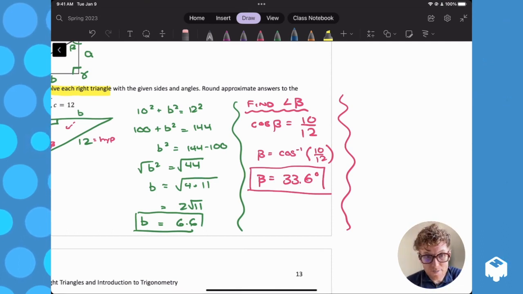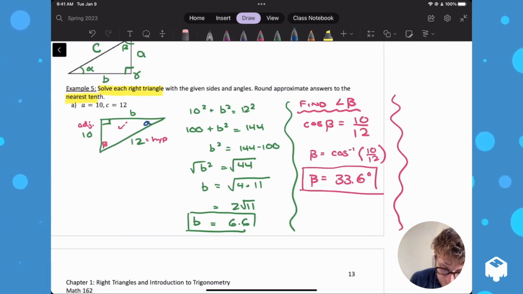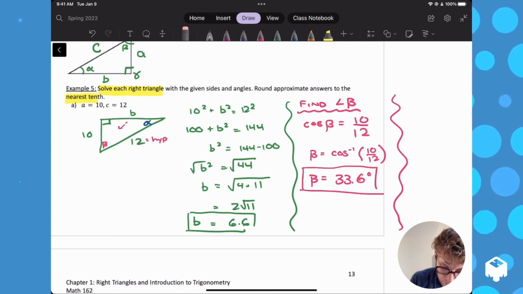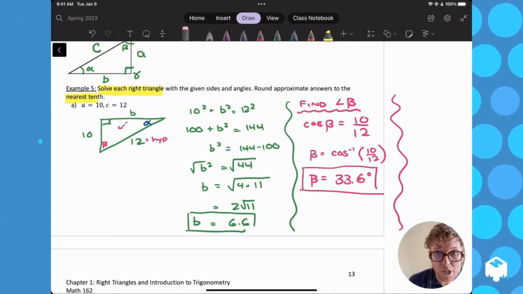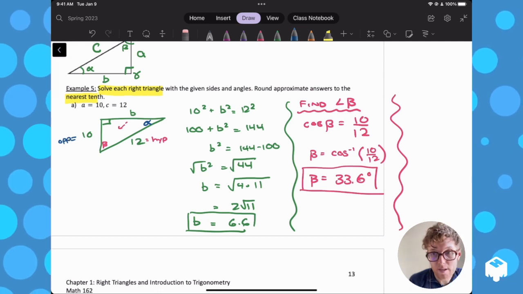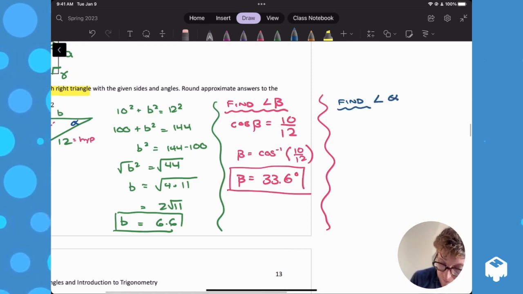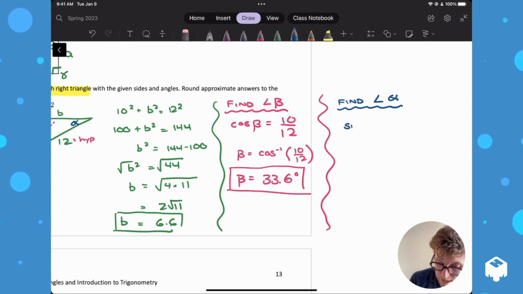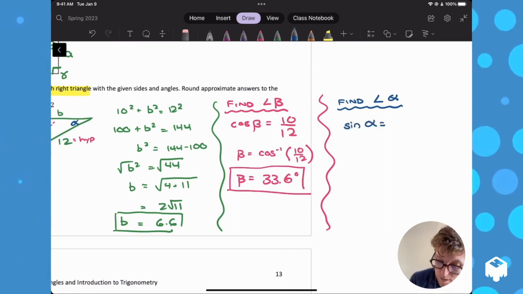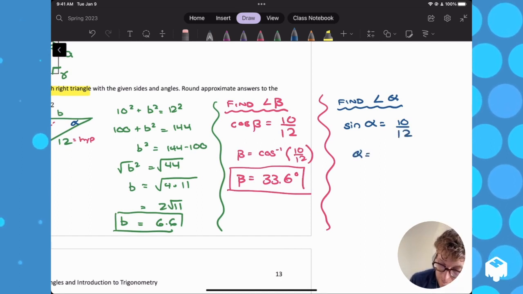Okay, now let's find alpha. So alpha here is this angle. And I see with alpha, this is no longer adjacent. This is still the hypotenuse. The hypotenuse doesn't change. But with alpha, this 10 is the opposite side. Okay? And so to find angle alpha, I'm going to use sine. Sine of alpha equals 10 over 12. Okay? Let's inverse sine that.